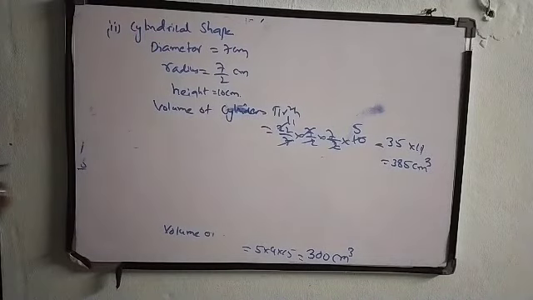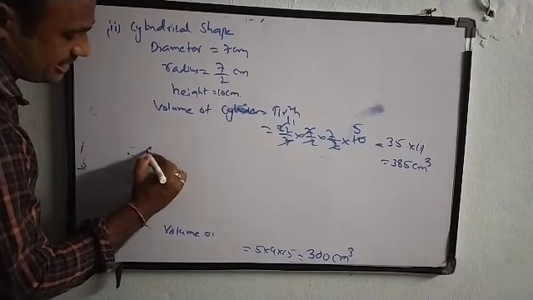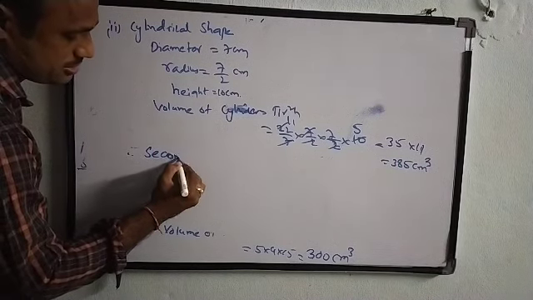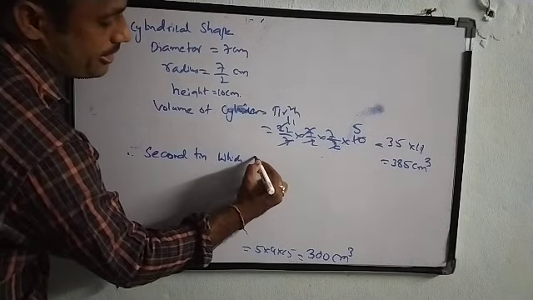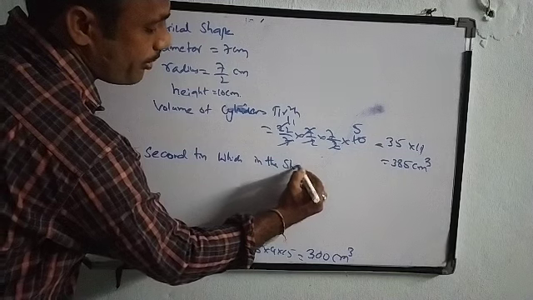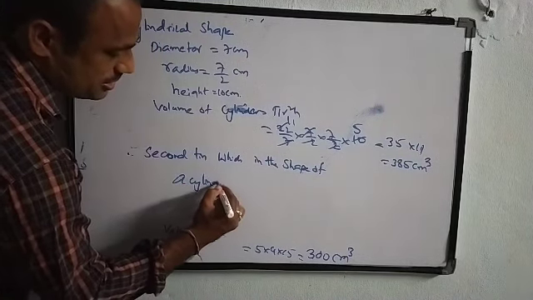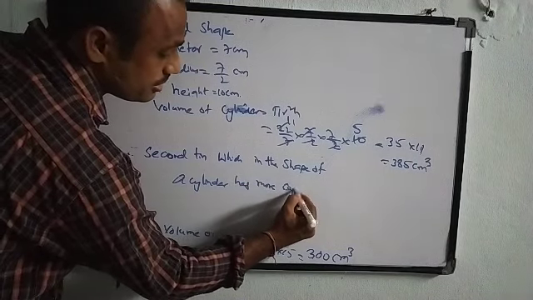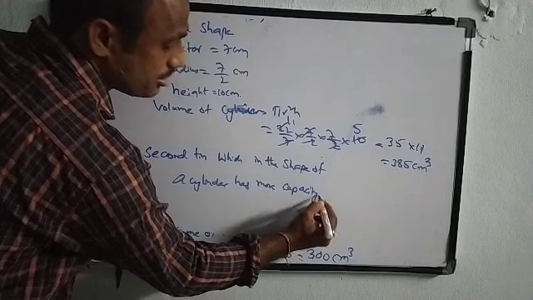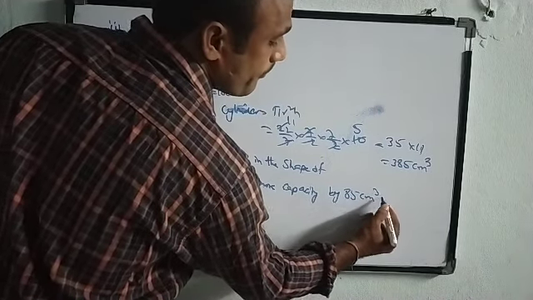So now the question is, which is having the more capacity. Therefore, second tin, which is in the shape of a cylinder, has more capacity by 85 centimeter cube.